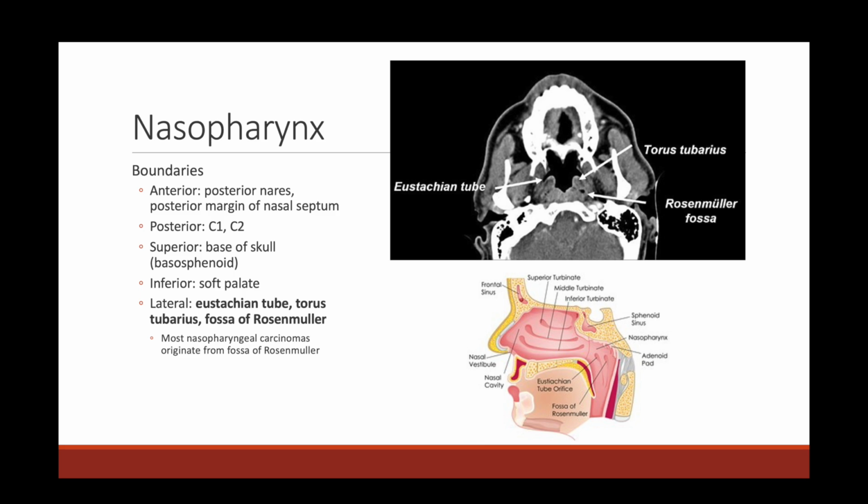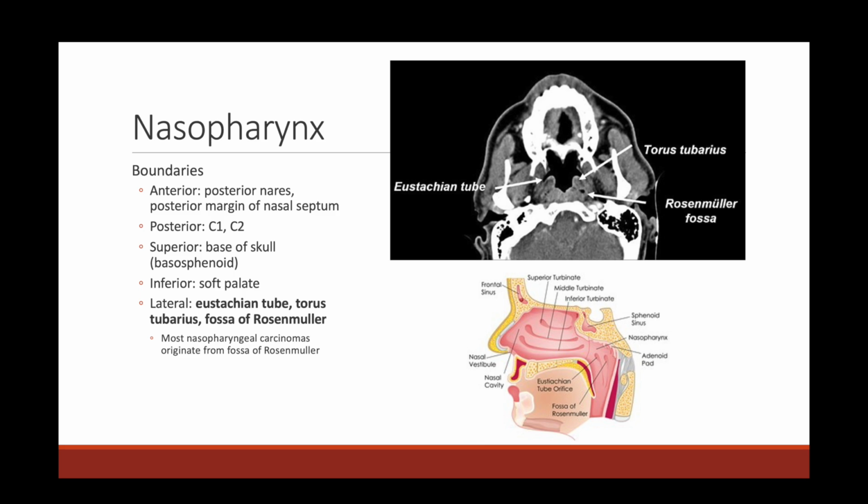Superiorly, the boundary is the base of the skull, or the basosphenoid. Another term you'll hear for the base of skull is the clivus, which is really the sloping part of the base of the skull, and it's composed of 2 bones, the basosphenoid bone, which is part of the sphenoid, and then part of the occipital bone called the basooccipital bone. Inferiorly, the boundary of the nasopharynx is the soft palate, and as we will see, the soft palate is really the top of the oropharynx. So once we hit the soft palate, we're no longer in the nasopharynx.